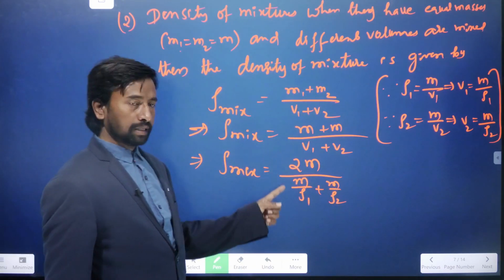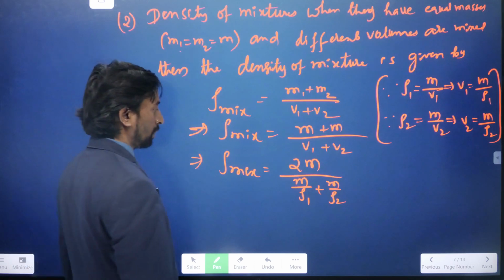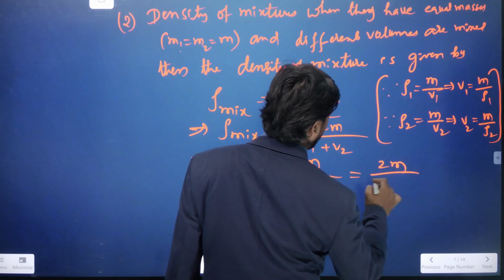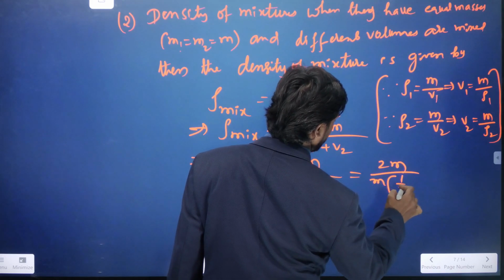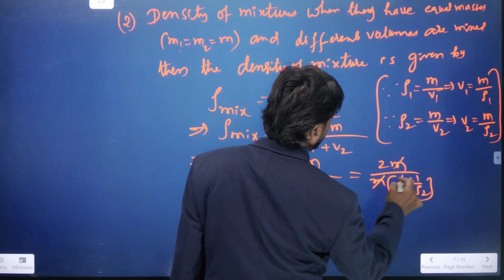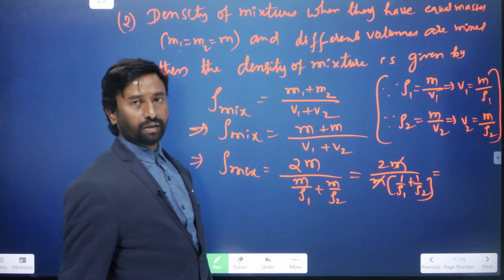So in the numerator and the denominator, the common term is mass. If you take it common, it will remain there. So m divided by m into 1 by rho 1 plus 1 by rho 2, we can write here. This m and m will be cancelled. If you simplify here, what do you get there?